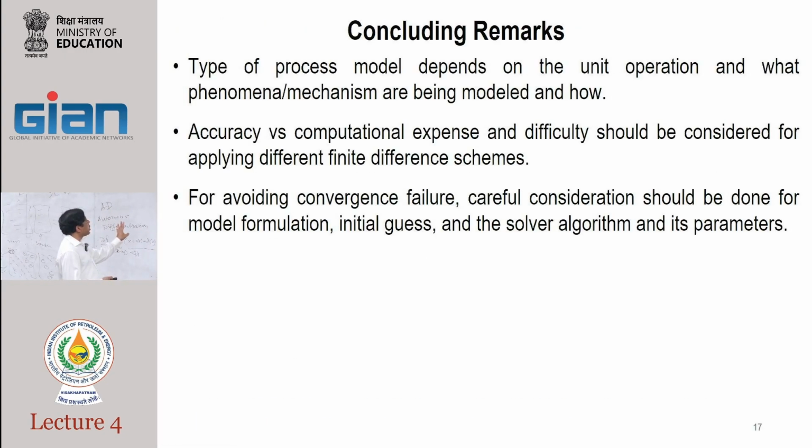So the concluding remarks are that the types of process model depend on the unit operations, what mechanism we are considering, and how we are modeling. You must always remember accuracy versus computational expense, and the difficulty of applying finite difference schemes, which we talked about before. And finally, you must do careful consideration of model formulation, initial guess, solver algorithm, and the parameters.